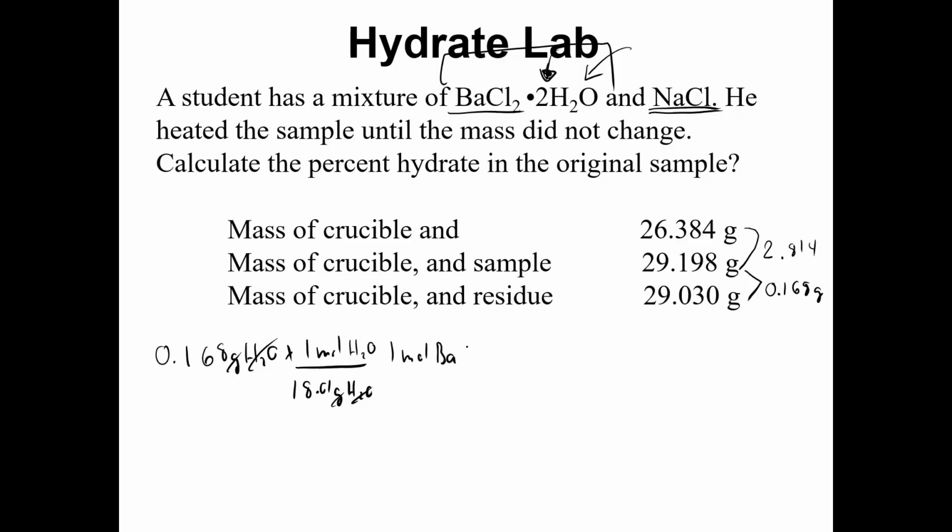of barium chloride times 2H2O for every 2 moles of water. That will give me the number of moles of barium chloride. And then I can actually determine the mass of barium chloride and subtract that from the original mass to see how pure it was. Does that make sense?